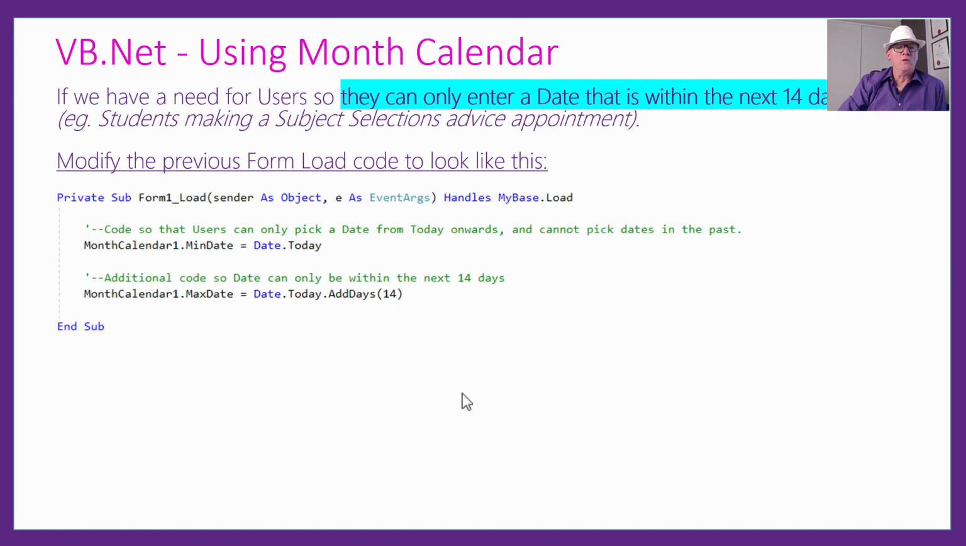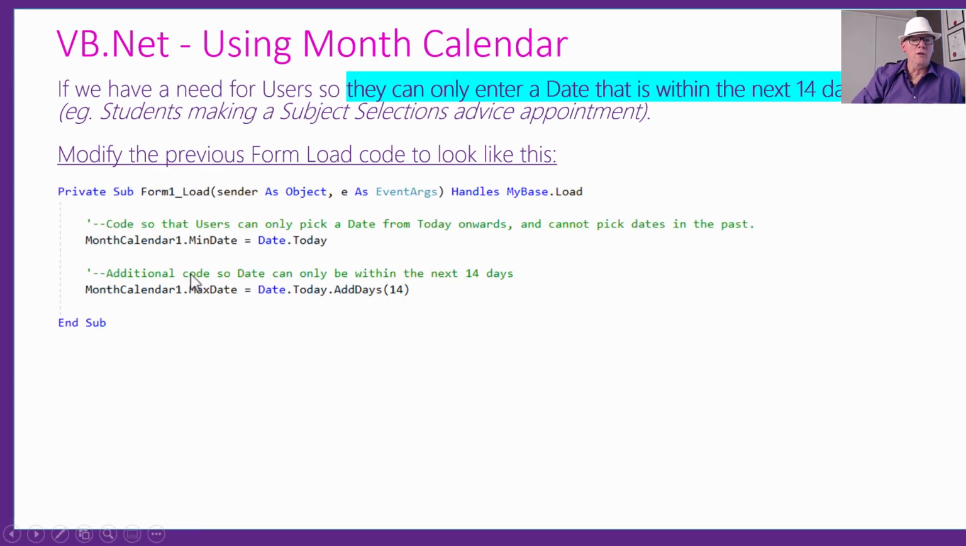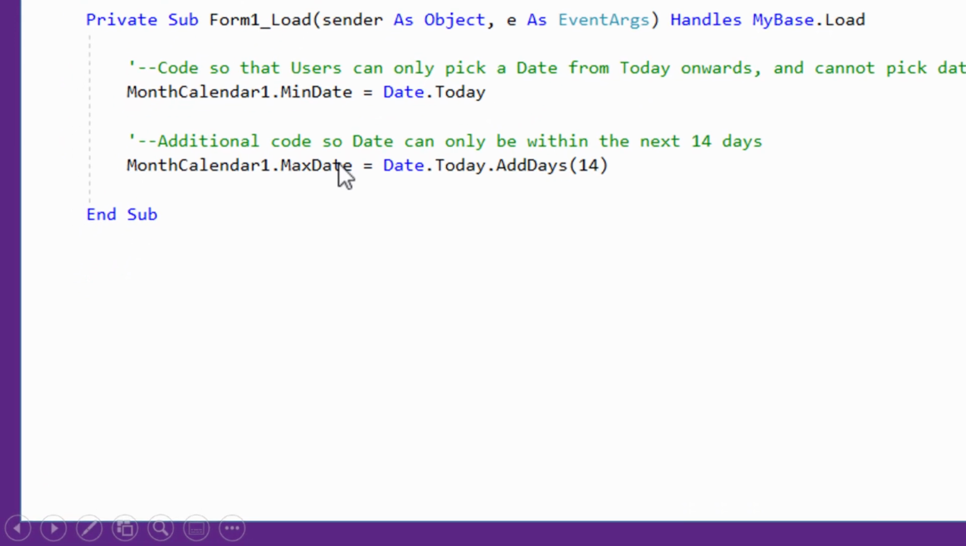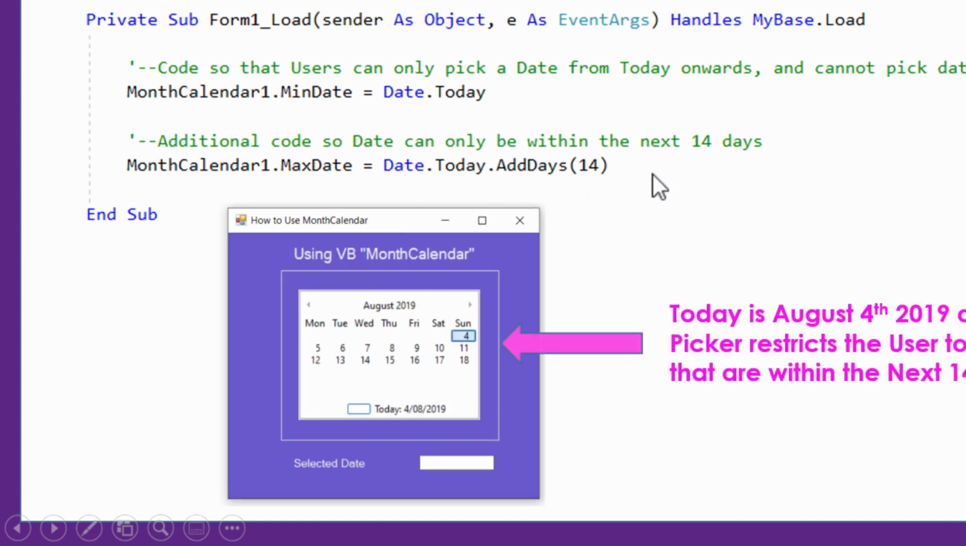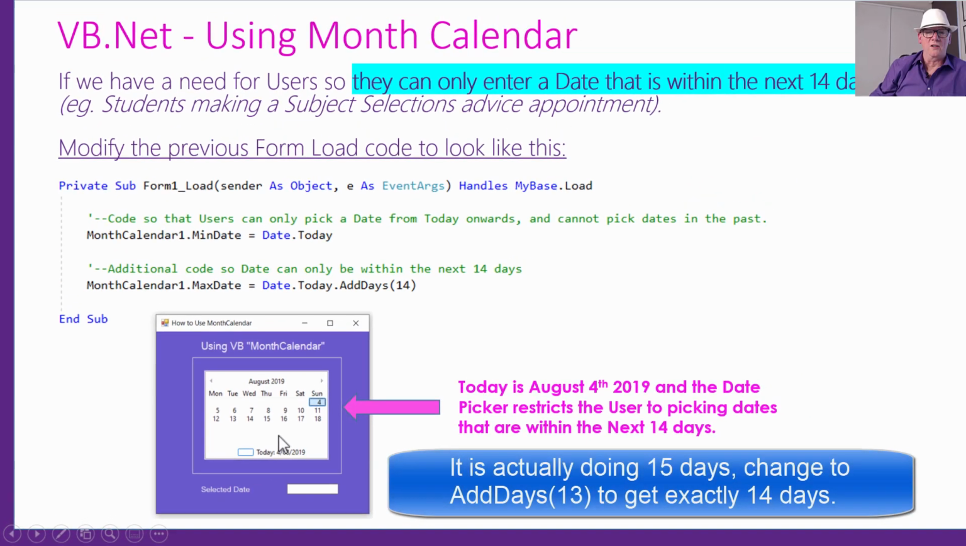So what you do here is, as well as having the min date in the load routine, you just set a max date that's going to be today's date with 14 days added on. So that's what this code here does. All right, so then what happens is that when you run the process, it'll only show from today's date and 14 days later. So you can pick any of these dates because that's today, and they're all within 14 days of today, but it won't show any of these dates. So you just cannot pick and click those dates.